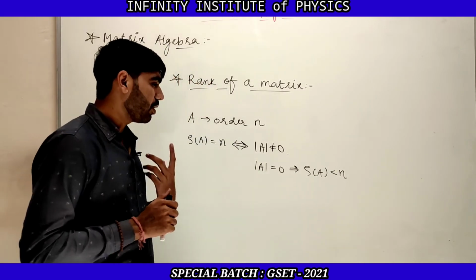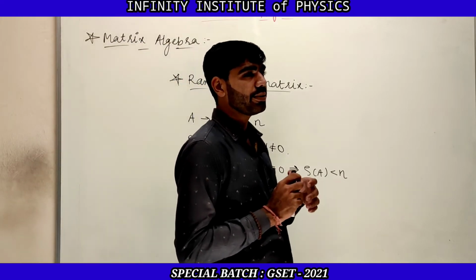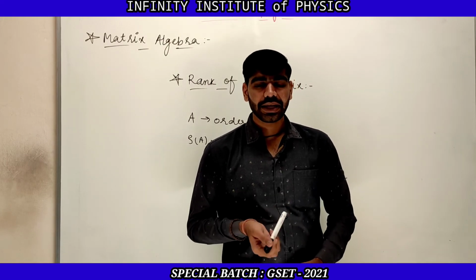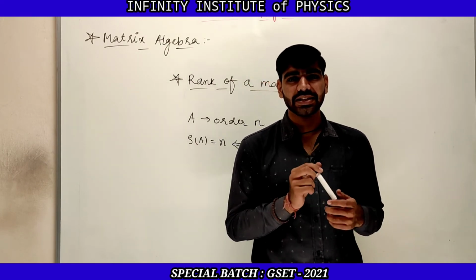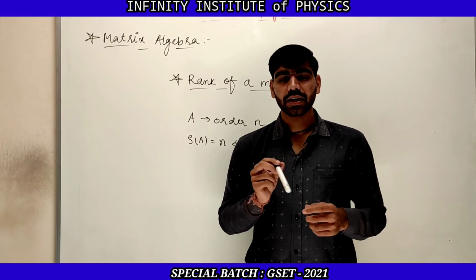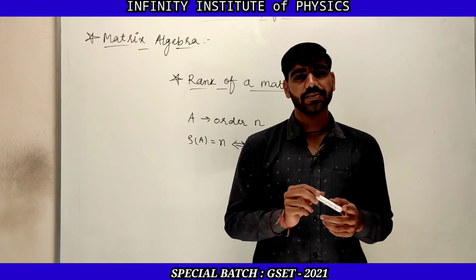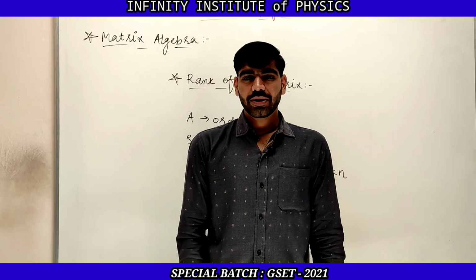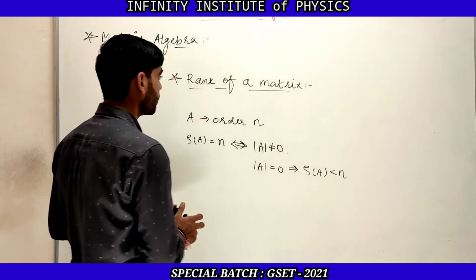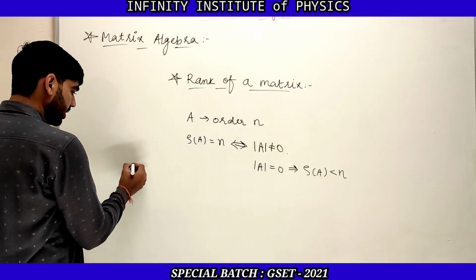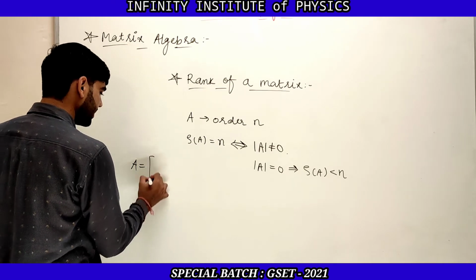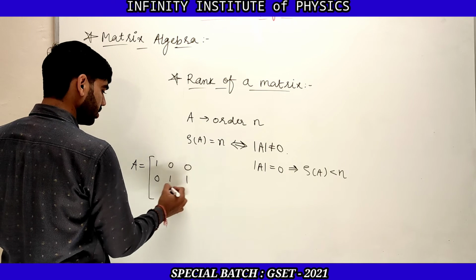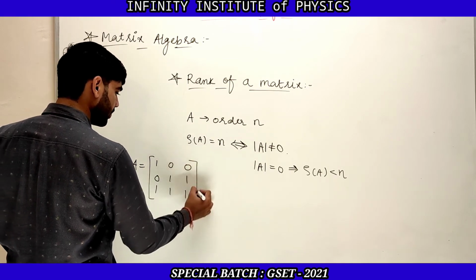But now how do we find out whether it will be of rank 1 or rank 2? So let me explain how to find out precisely that it is of rank k, where k is between 1 and up to n minus 1. So let us understand it by taking one example. Suppose A is a matrix which is 3 by 3: 1 0 0, 0 1 1, and 1 1 1. Suppose this is the matrix.